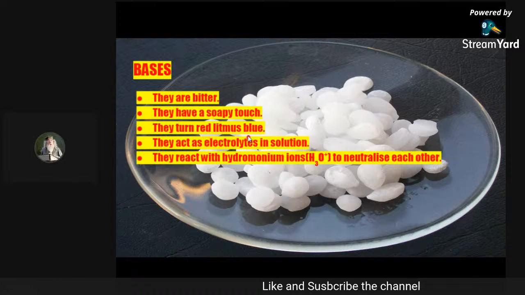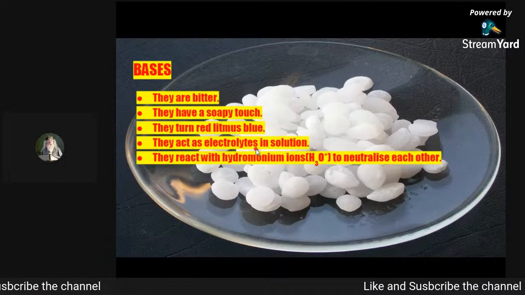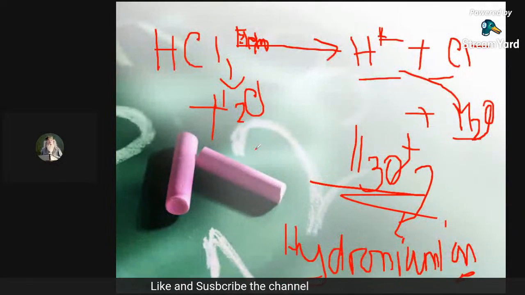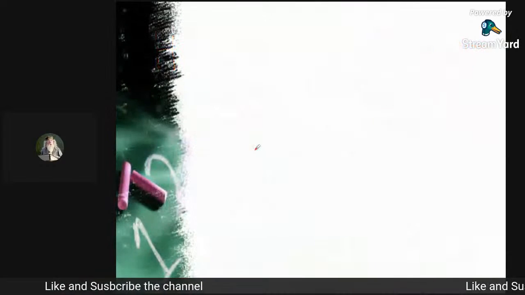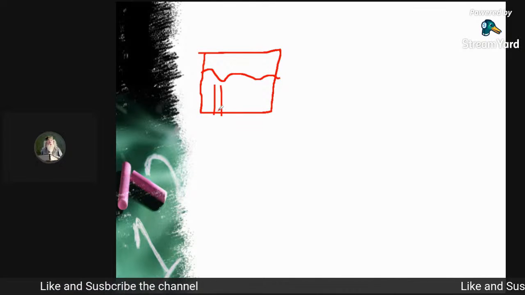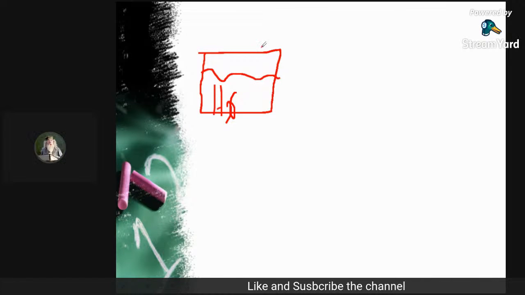So what is litmus paper? We are going to come to it a bit later. Bases act as electrolytes in solution. What are electrolytes? Let's see. Suppose we are taking a substance, let it be water.